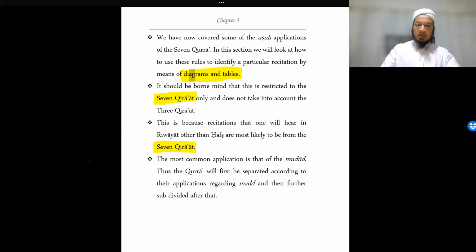The most common application that you're going to hear is the mad, right? It comes in almost every single verse. So therefore, we're first going to look at the Sab'ah, all the 7 qira'at, and differentiate them first according to the length of mad that they apply. And then thereafter, we're going to separate them further based on the other applications in the diagrams that follow.